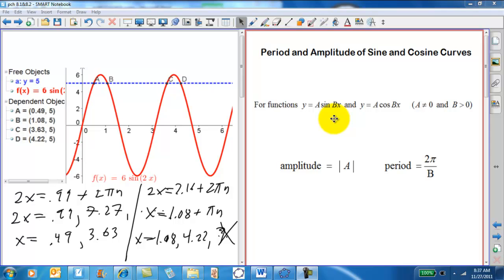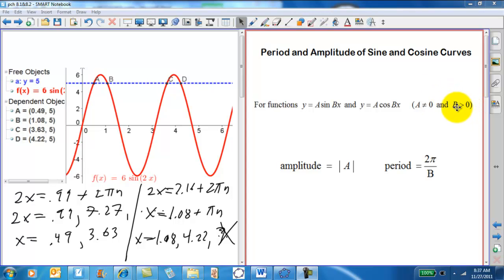Okay, and here are some of our conclusions from doing period and amplitude sketches. That is, for functions y equals a sine bx and y equals a cosine bx, we can come up with the amplitude as the absolute value of a, and the period is 2 pi over b. Now the text does this thing with a cannot equal 0, and I can see that because you don't have a function. You got y equals 0, you got a function, you just got the x-axis. But they restrict it to be greater than 0.